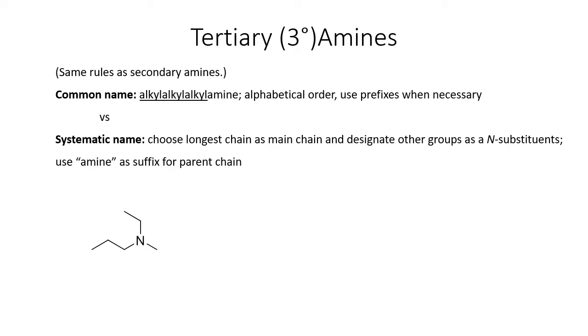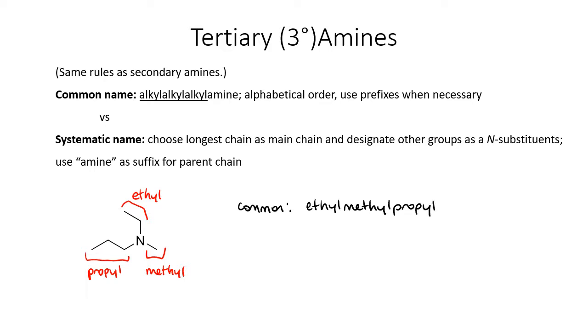So let's go ahead and do the common name for this tertiary amine. So we have a 3-carbon chain, which is a propyl group, a 2-carbon chain, which is ethyl, and 1 carbon, which is methyl. So we'll start by putting those in alphabetical order, and finish with the name amine.